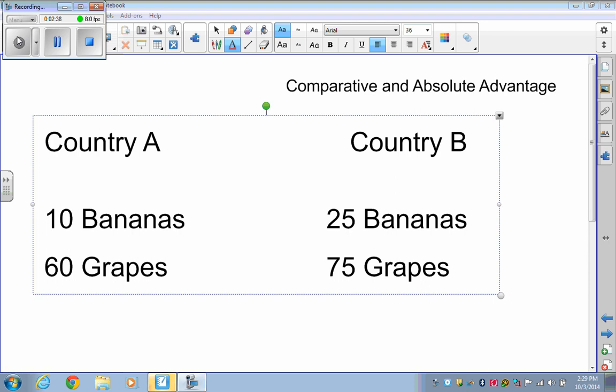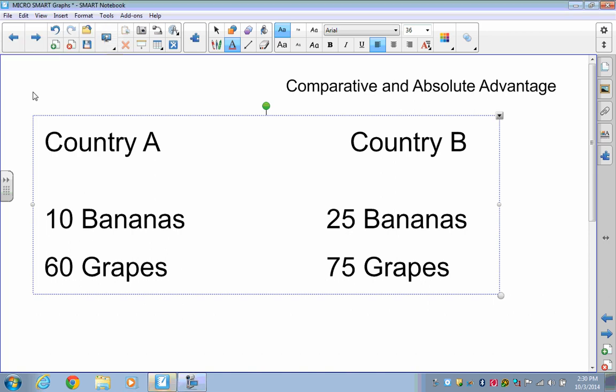Who has the comparative advantage of producing bananas? Who actually knows the answer? Country A. And who then has the comparative advantage of producing grapes? Country B. Does everyone agree? No is the correct answer. What we need to do is compare these two and see what the cost is.